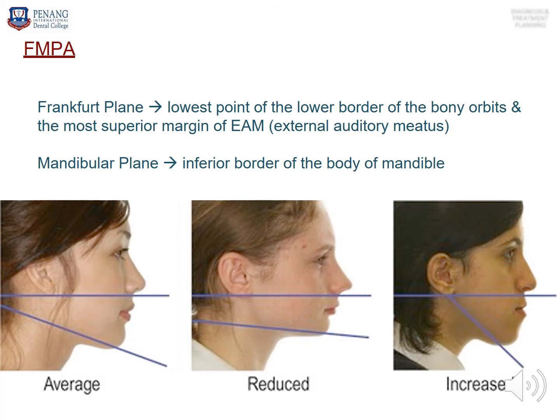Average Frankfurt mandibular plane angle is when these two planes intersect at the occipital region. Reduced Frankfurt mandibular plane angle is when these two planes intersect behind the occipital region, and increased Frankfurt mandibular plane angle is when these two planes intersect in front of the occipital region.